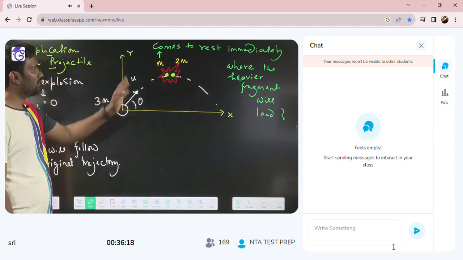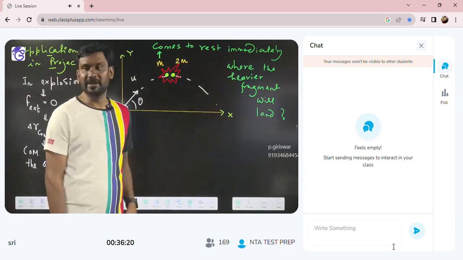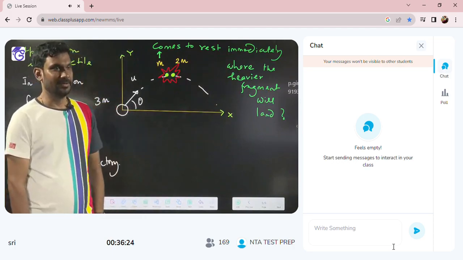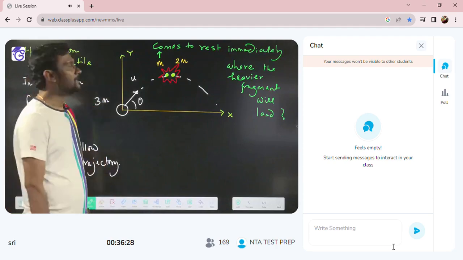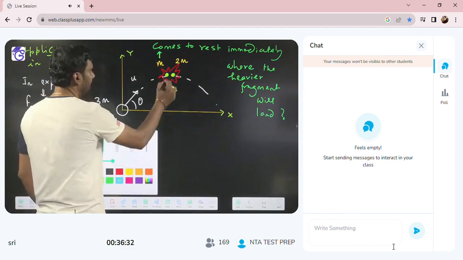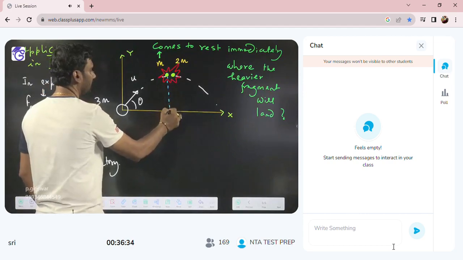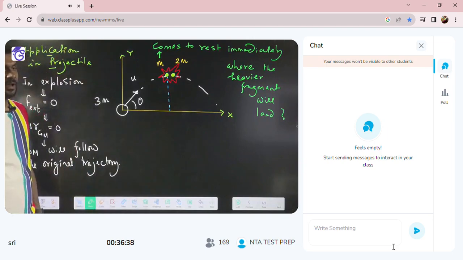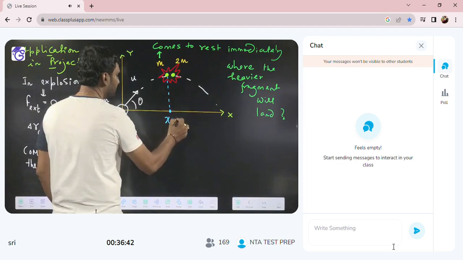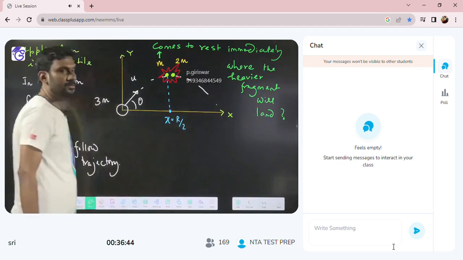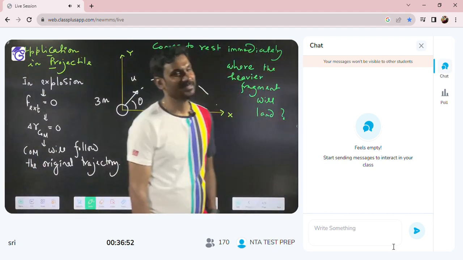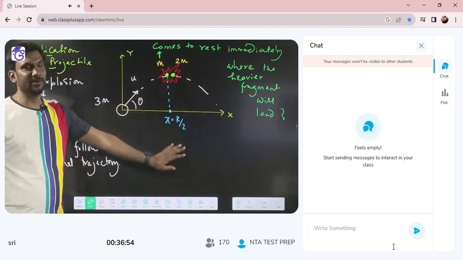Okay. So now they have said that the lighter one comes to rest immediately. The lighter one comes to rest immediately, right? Okay. Good. So if it comes to rest immediately, the lighter one will land at this point. What is this point? This point is x equal to R by 2. Thank you, Monica. So it will land at x equal to R by 2.